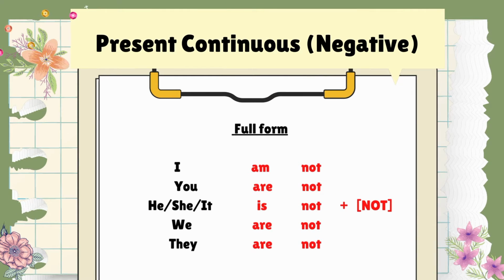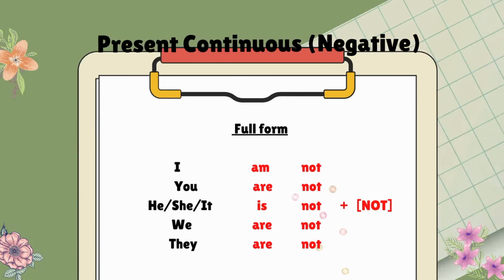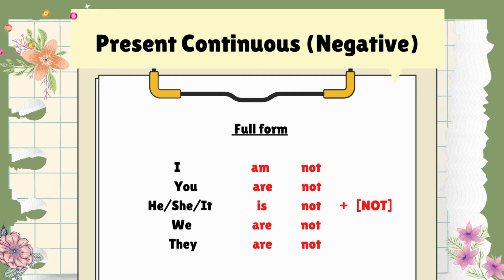Now, let's take a look at the negative one. For negative, you need to add not at the back after the be verb. For example, I am not, you are not, he is not, she is not, it is not, we are not, they are not. You just need to add not after the be verb. So this is how you write the full form for present continuous negative. It is very easy as you just need to add not after the be verb.